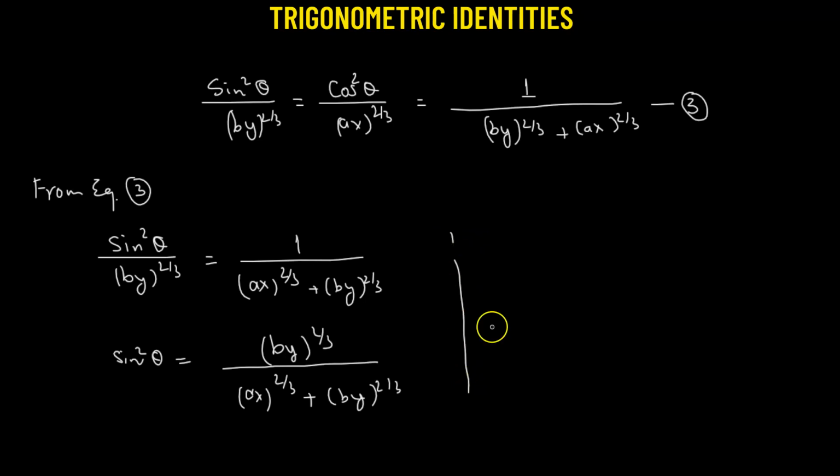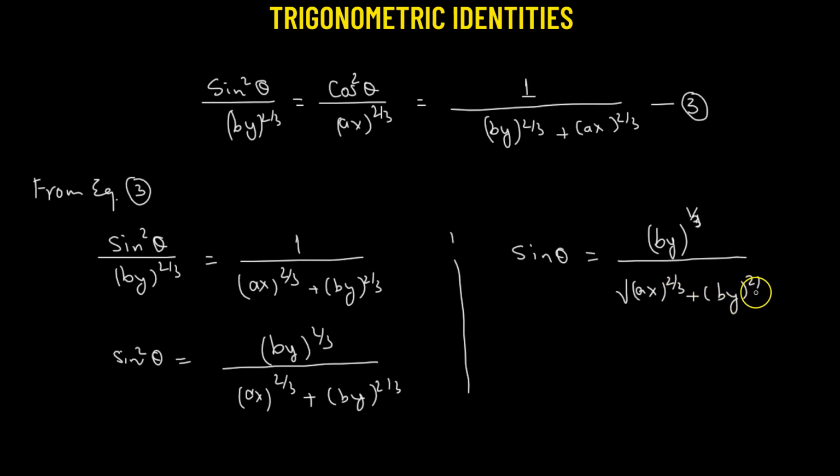If we take the square root on both sides, we'll get the value of sine theta. We're going to consider only the positive square root. So sine theta will equal by raised to the power of 1/3, since the square root of by raised to the power of 2/3 is by raised to the power of 1/3, divided by the square root of ax raised to the power of 2/3 plus by raised to the power of 2/3.